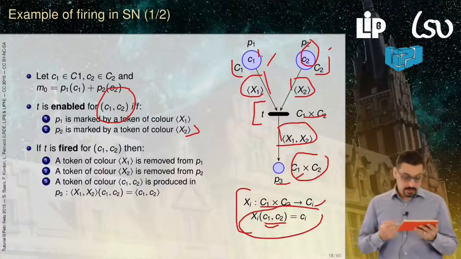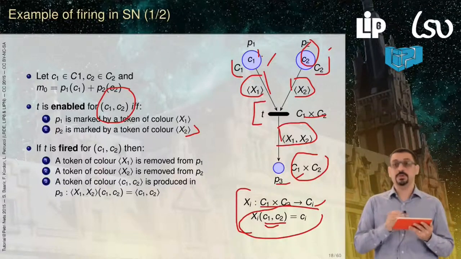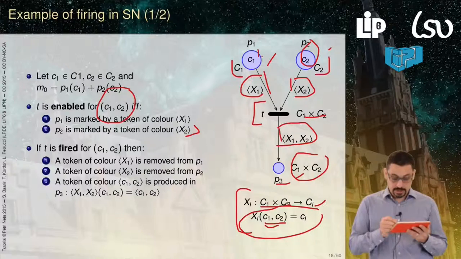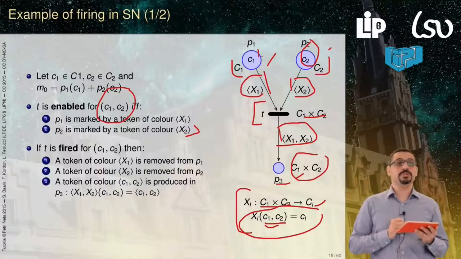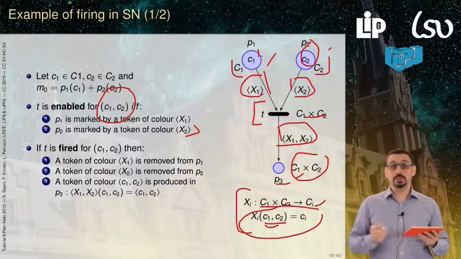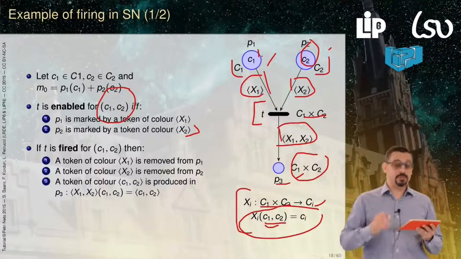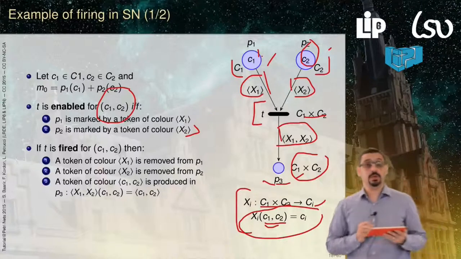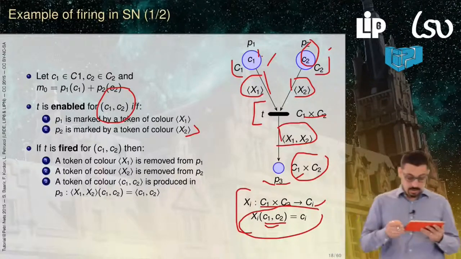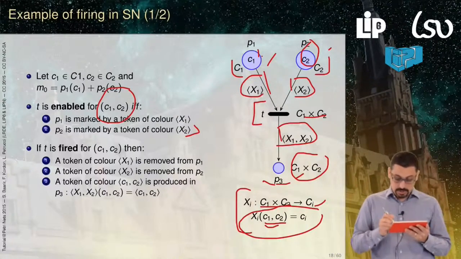When we fire it, the associated output function, which is the Cartesian product between x1 and x2, produces the tuple C1, C2 in the place P3. That's the whole thing according to this example.